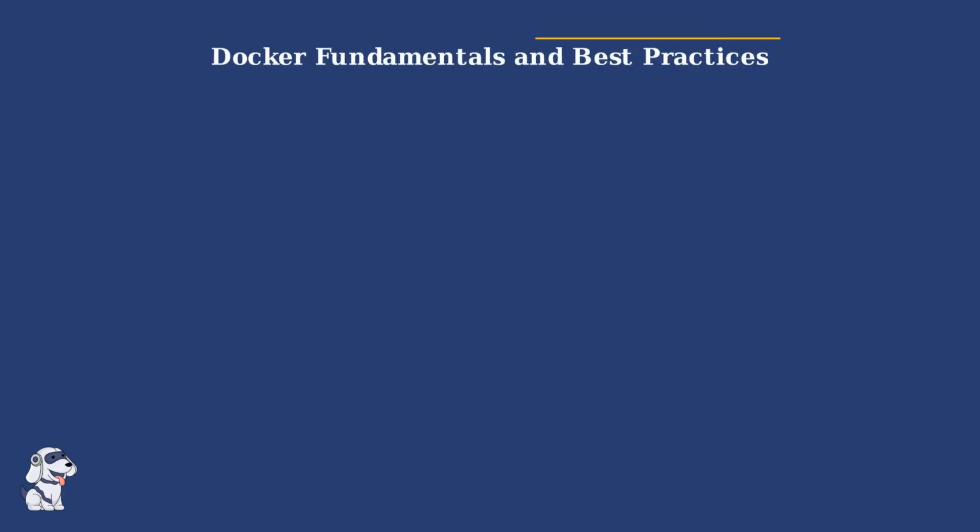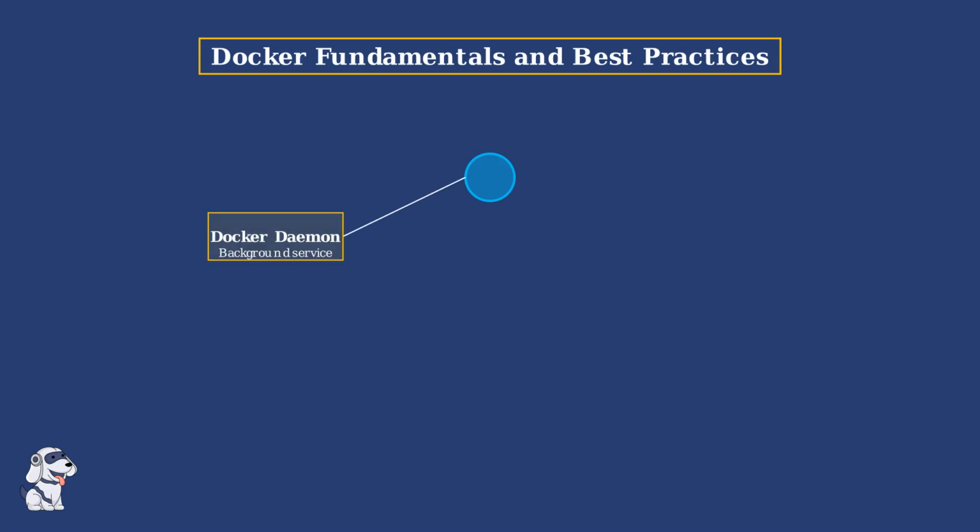Docker remains the foundational tool for containerization, revolutionizing how applications are packaged, distributed, and deployed across different environments. Docker's architecture consists of 4 key components that work together to provide a complete containerization solution. The Docker daemon runs as a background service, managing containers, images, networks, and volumes on the host system.